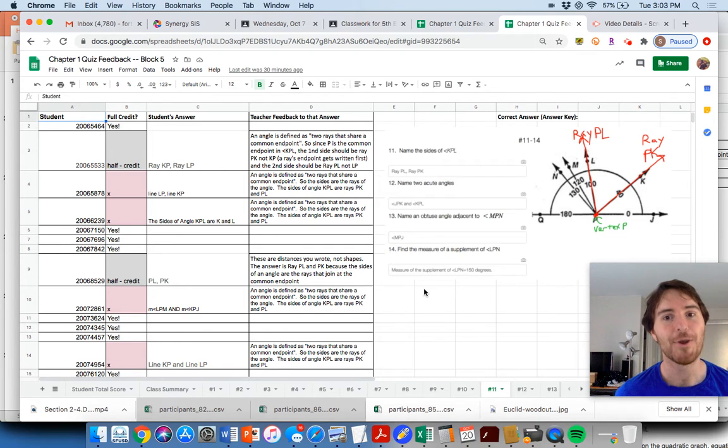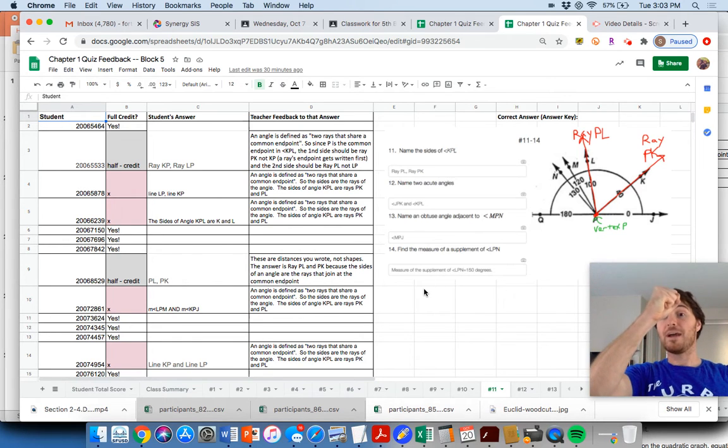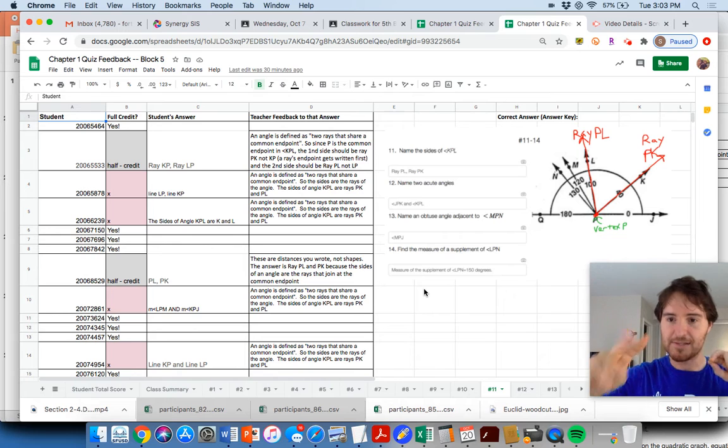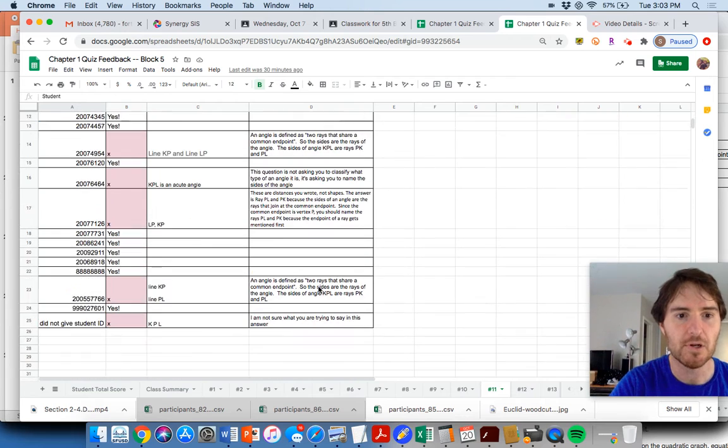Not super complicated. So the sides of angle KPL, you got to remember an angle is made up of 2 rays that share a common endpoint. You have a common endpoint, and that has a special name. It's called the vertex. Remember again, an angle is 2 rays that share a common endpoint. The endpoint is the vertex. And then the rays are the sides. So it should be pretty easy. I'm surprised so many people struggled with this one.